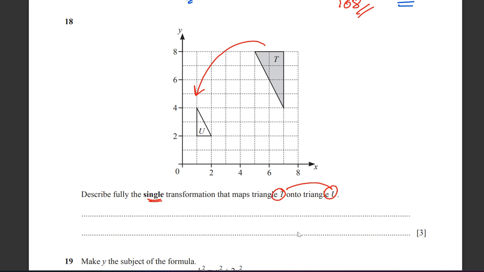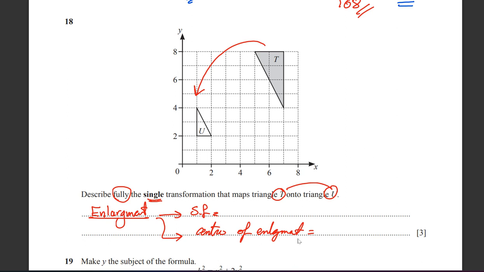enlargement. What should I write to describe the enlargement fully? I should write the scale factor equals what, and the center of enlargement equals what. How to get the scale factor? It is from triangle T to triangle U, so take any side in the new triangle divided by the corresponding side in the old triangle. If I take this side, which is 1, divided by 2, it equals 1 over 2.